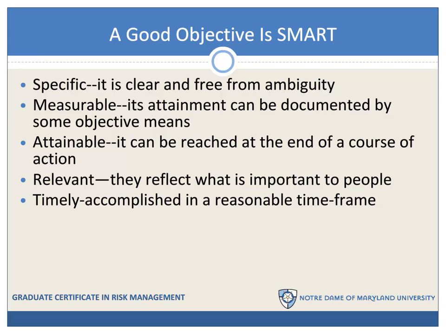A good objective is SMART. SMART is an acronym. It stands for specific. Good objectives are clear, they're free from ambiguity, they are measurable, we can document their attainment by some objective means. They would be attainable. It can be reached at the end of a course of action in a risk management activity. They're relevant.